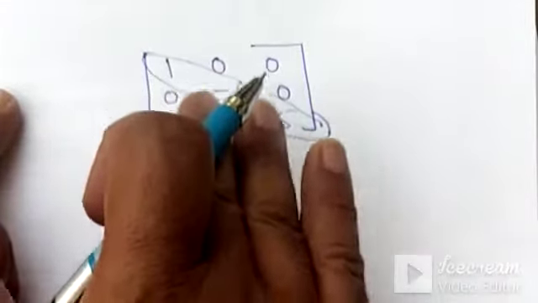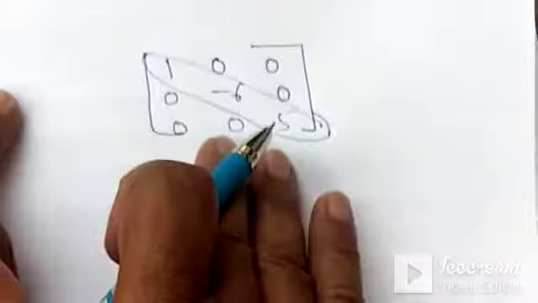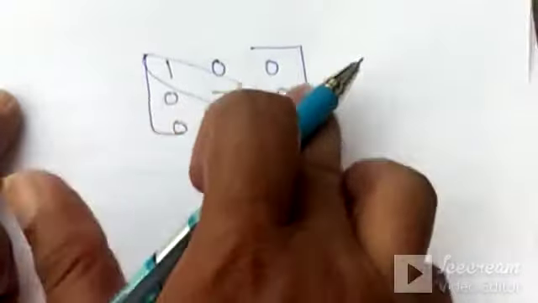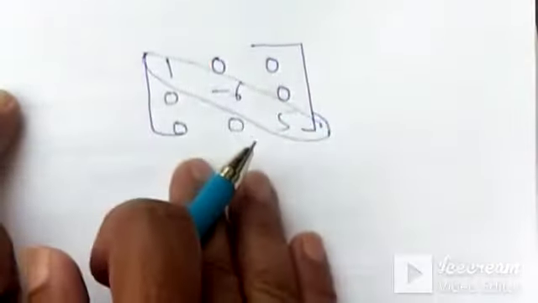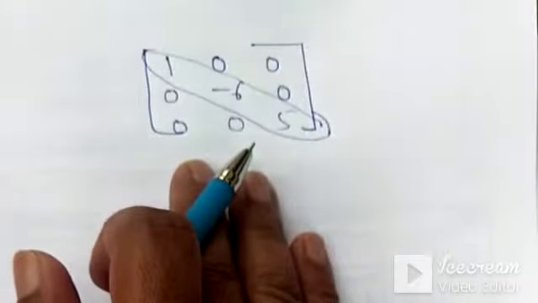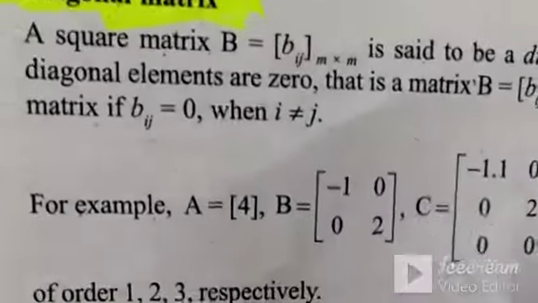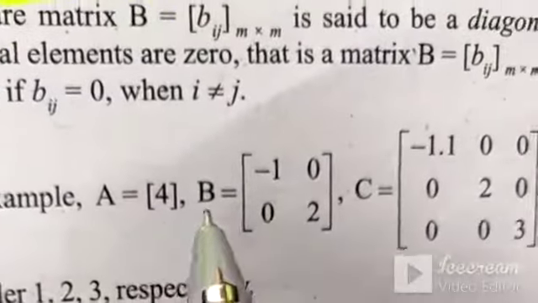A square matrix is said to be a diagonal matrix if all its non-diagonal elements are equal to 0. So this is one example. In the textbook also he has given 2 examples for diagonal matrix. See here.